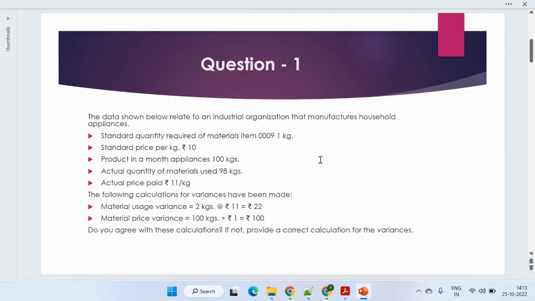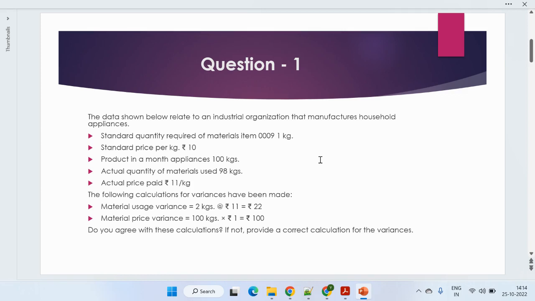The very first question is: the data shown in the below table relates to an industrial organization that manufactures household appliances. Standard quantity required of material item is 91 kg. Standard price per kg is 10 rupees. Product in a month appliance is 100 kg. Actual quantity of material used is 98 kgs. Actual price paid is rupees 11 per kg. The following calculation for variances has been made. Material use variance is 2 kg into 11, that is 22.